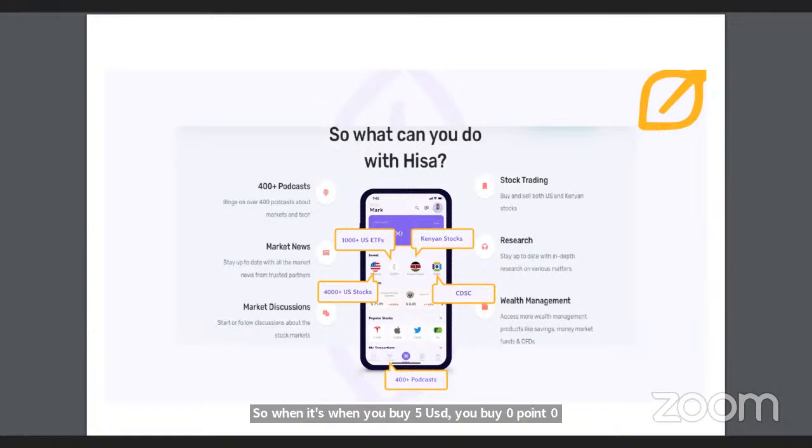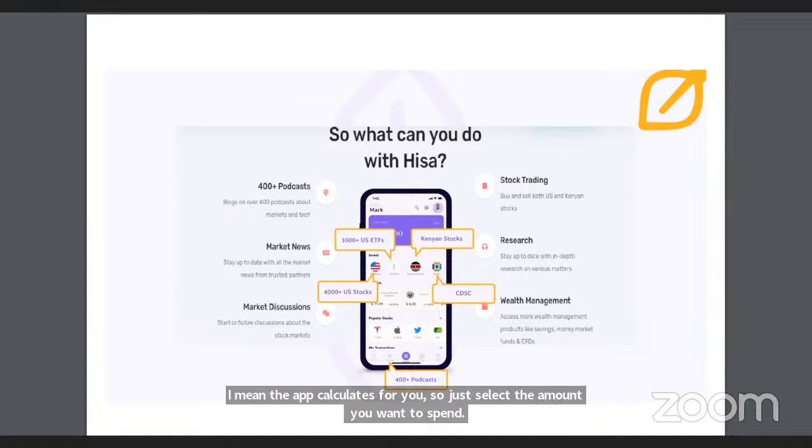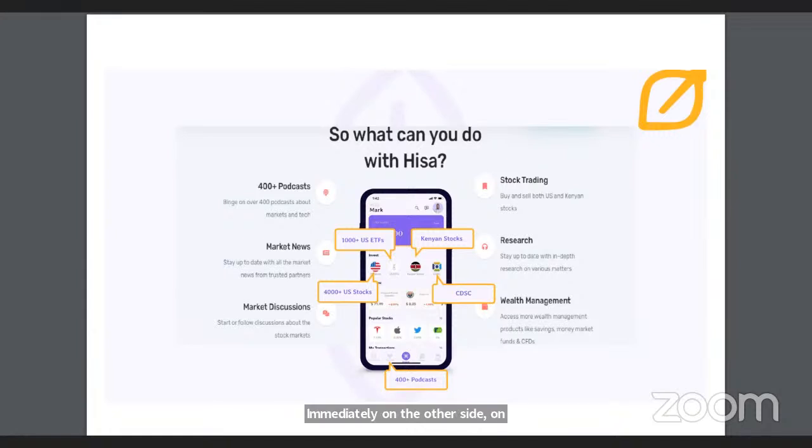So you don't have to select the shares you want to buy. The app calculates for you. Just select the amount you want to spend, and immediately on the left side, you'll be able to see the amount of shares you're buying. Let's say you want to buy $10. You see, the shares have changed. You're now buying 0.06 shares of Tesla.